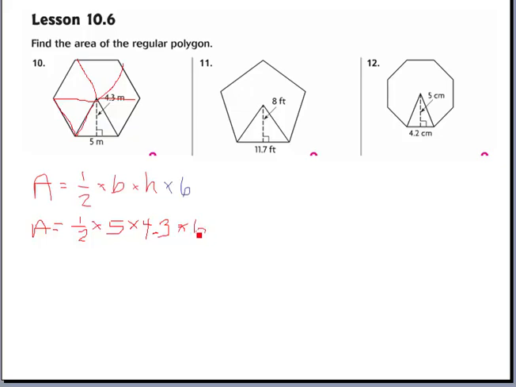Now we have the option of just going straight across and multiplying, but we're going to take advantage of the commutative property of multiplication, which states that we can multiply any 2 factors in any order and it's not going to affect the product. So I'm going to propose that we take half of 6 first. Half of 6 would be 3. And then the remaining factors, we have times 5, and then we have times 4 3/10.